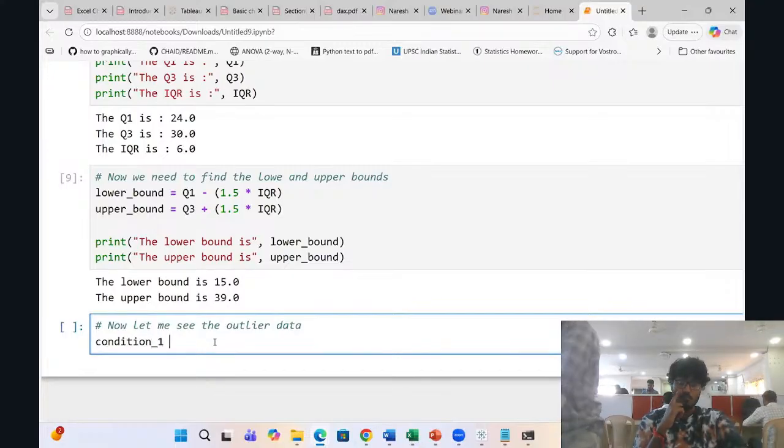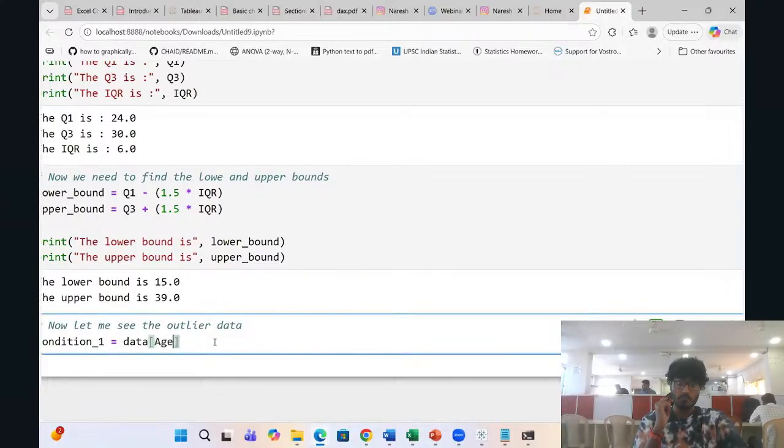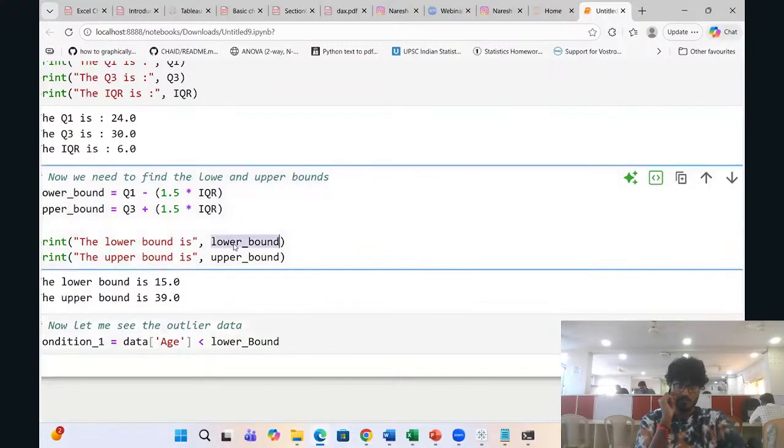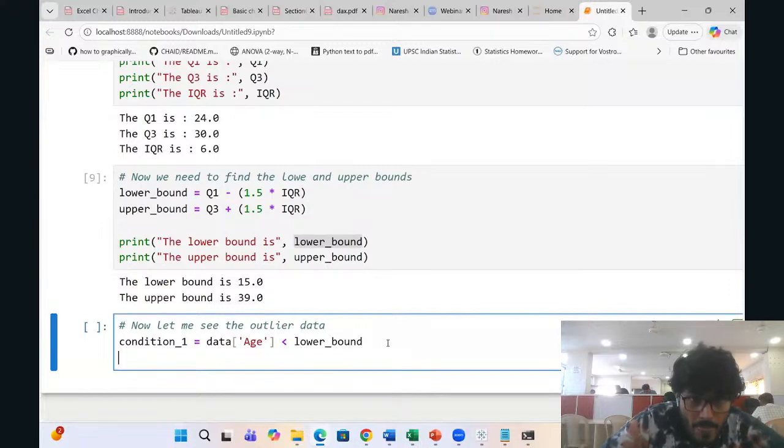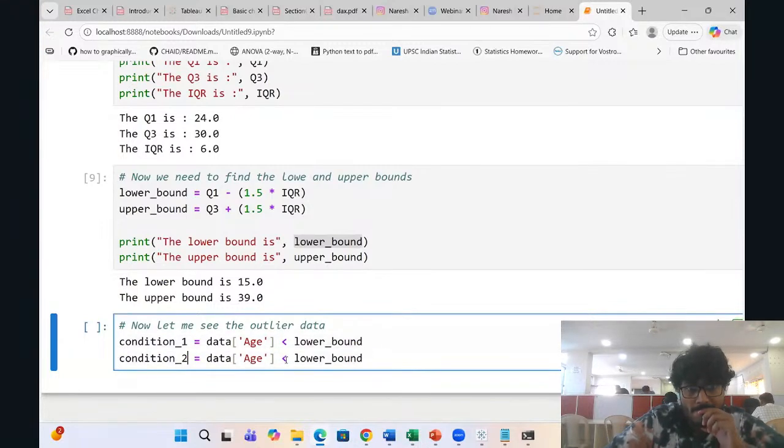Condition 1 is equal to, from the data, there is a column called age. This must be less than the lower bound. Oh, sorry, I'll copy paste. Lower bound. This is condition 1, which is less than this. Next, condition 2. What is condition 2? Age must be greater than the upper bound.